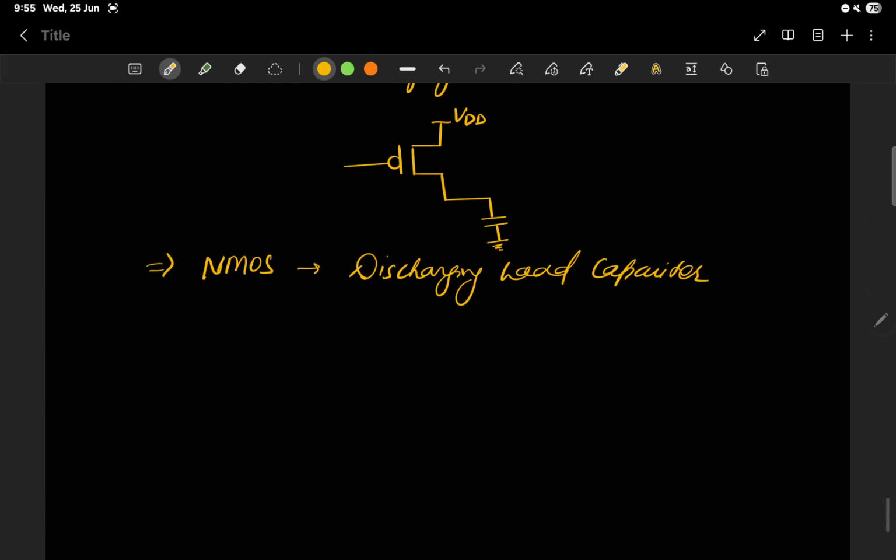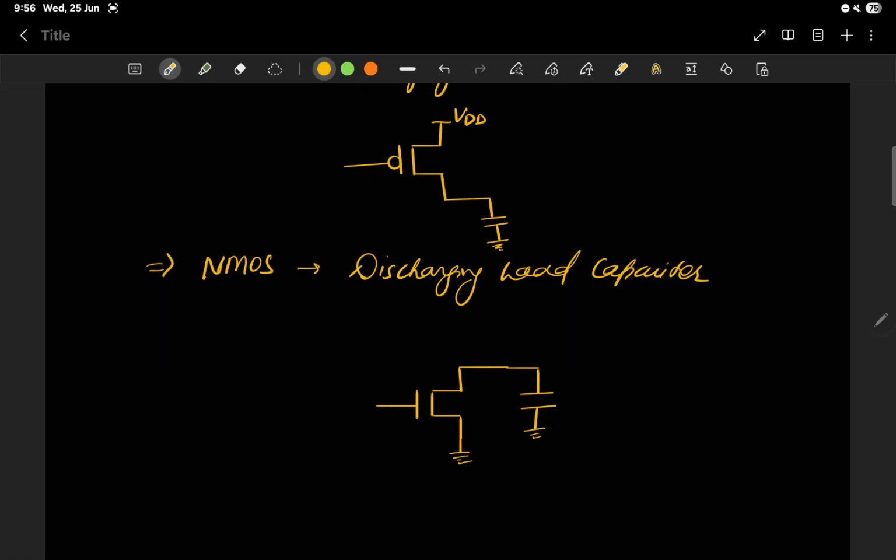And we will use NMOS for discharging the load capacitor. And how to discharge that? Simply we will make an NMOS, and this will be my ground, this is my NMOS, and this is my load capacitor.